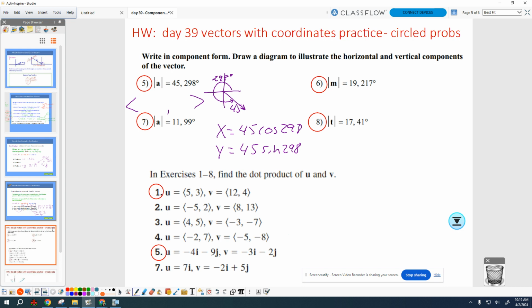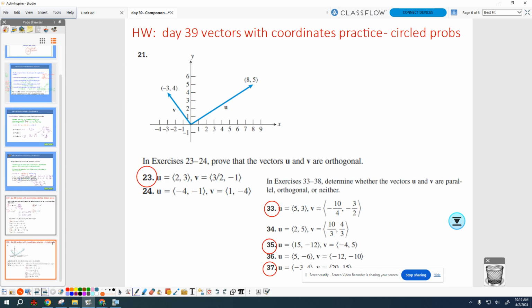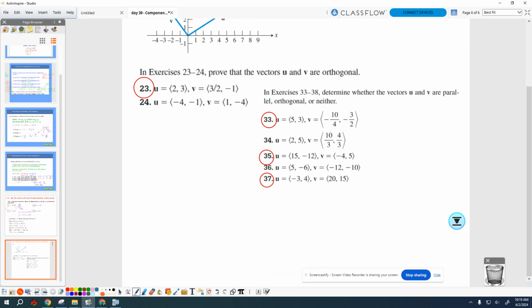So there are those 6 questions. Here are 4 more. So these are the other 4 questions for those of you that finished the first 6.